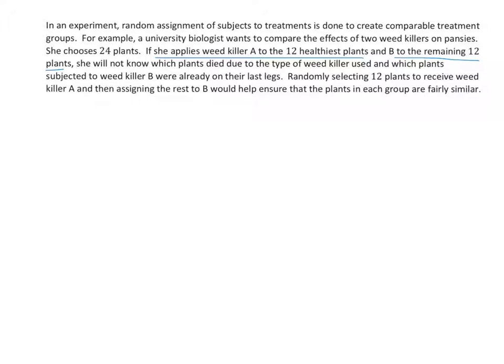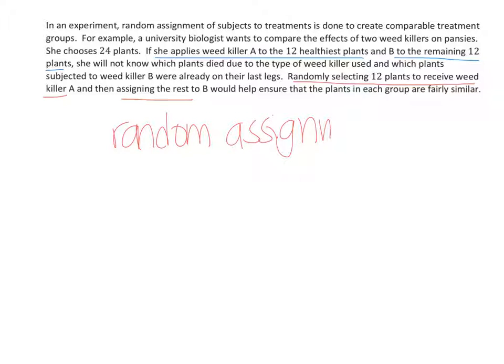If she had randomly selected 12 plants to receive weed killer A and the rest to B, this would make sure that she was getting something fair. So I think this makes sense. If you're being biased about the way you're assigning the 2 treatments, then the results you get can't really be used because there's already some bias built in. So this is an example of why random assignment of the subjects is so important. Just a couple of examples of ways you can have bias in your studies.